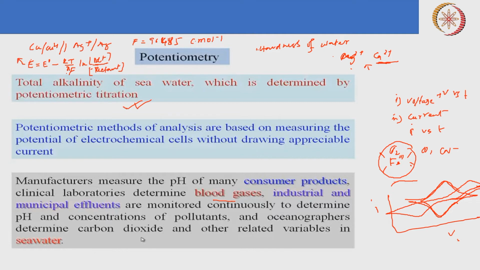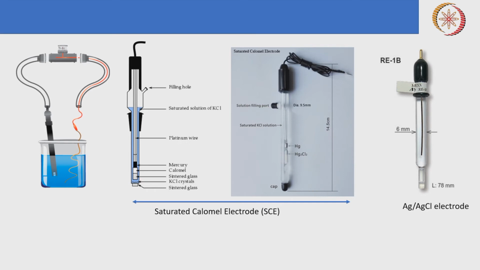Now I have mentioned here that this is the observed potential. This potential is measured with some reference electrode. So what is the reference electrode? A reference electrode is basically an electrode whose potential does not change with the reaction or during the entire time of the experiment.